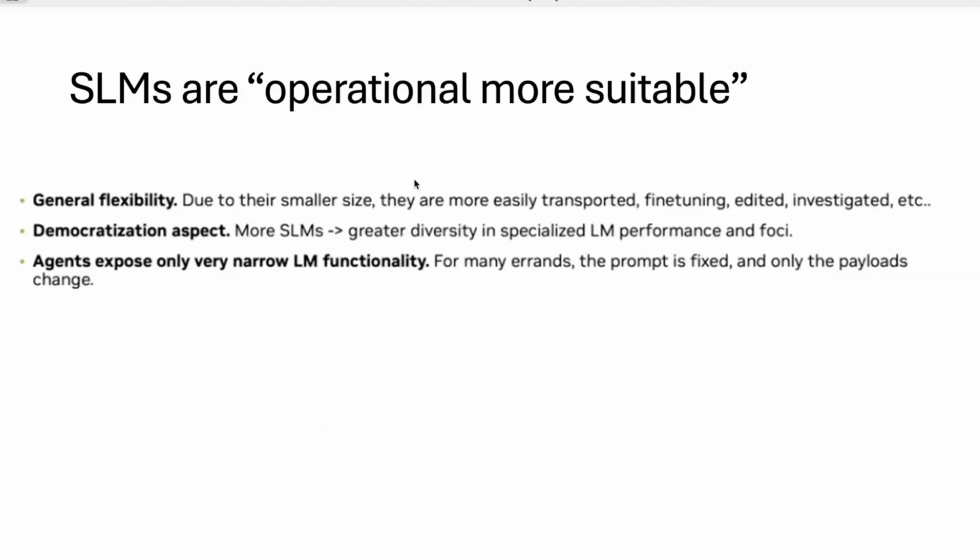Okay, so that's the economical side. Let's move on to the operational side. Why is it more operational and more suitable? The first is general flexibility. Due to their smaller size, they are more easily transported, fine-tuned, edited, and investigated. For example, if you find the LLM fails at something, you wonder why the LLM is making this mistake. I have no idea, because when I just call the API, it's like a black box model to me.